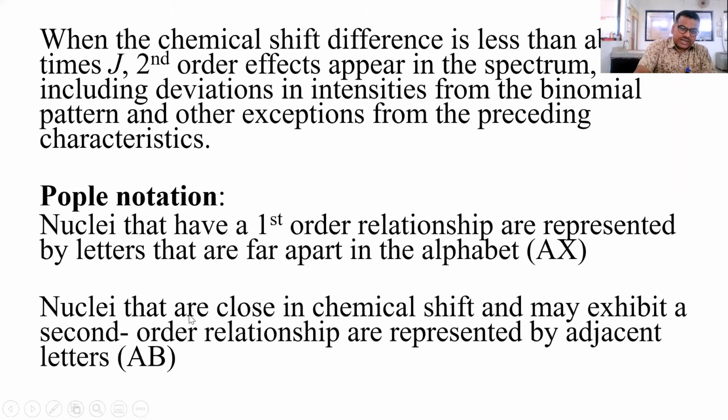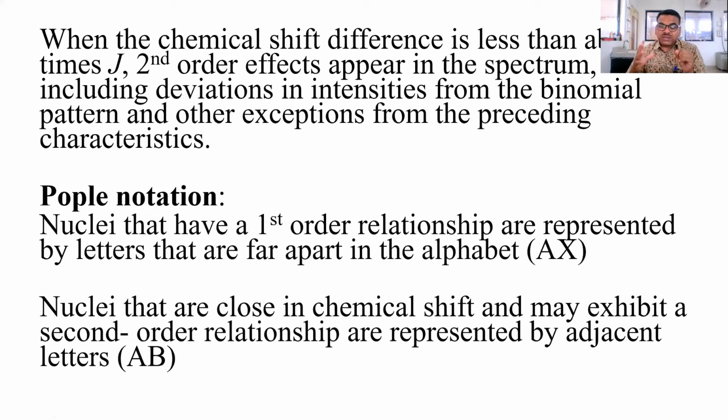Nuclei that are close in chemical shift and may exhibit a second order relationship are represented by the letters AB. So these nuclei are close to each other, but they are showing second order spectra. In that case, the notation is written as AB. And what does Pople notation indicate?